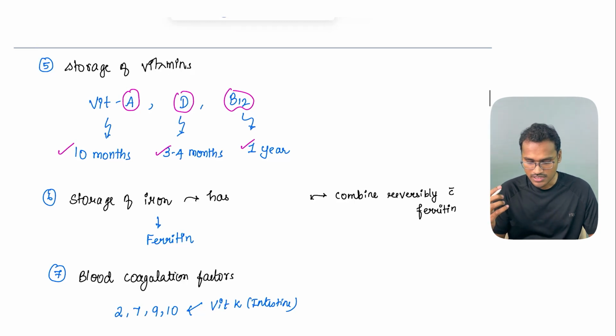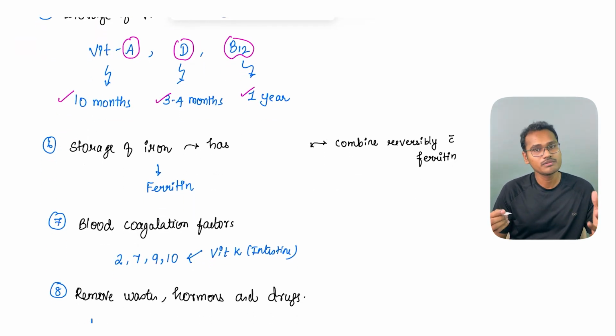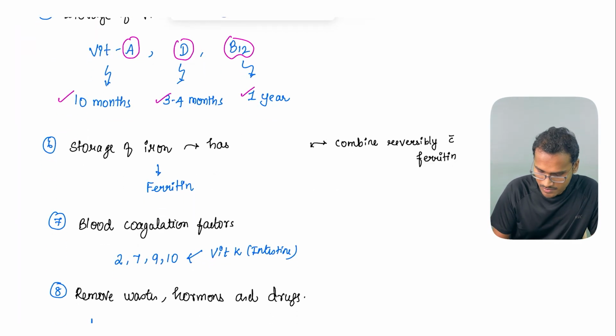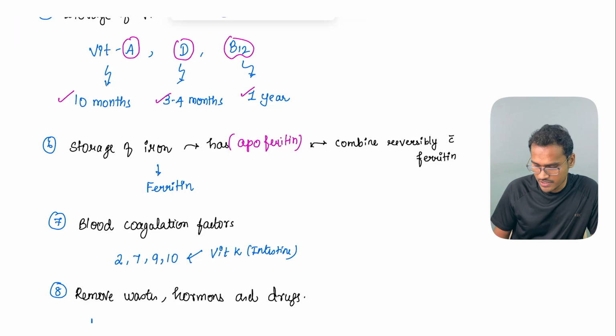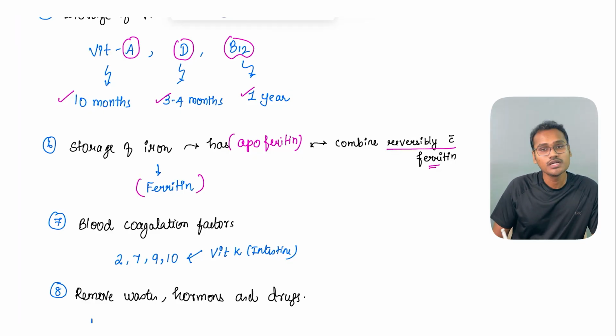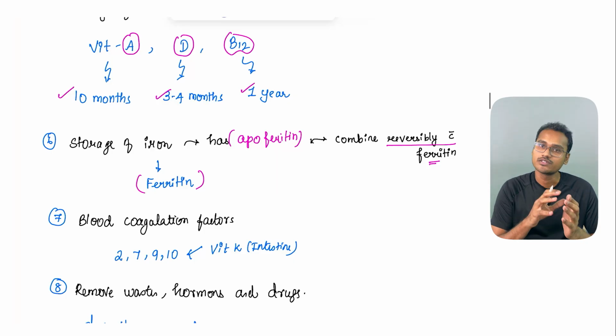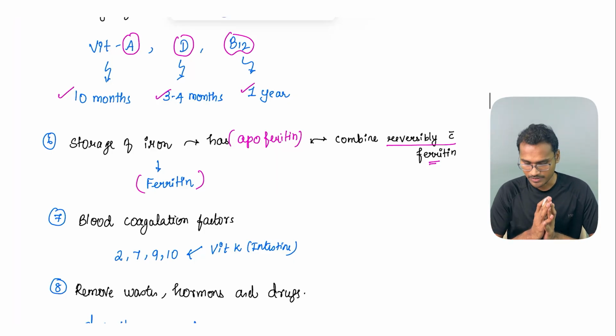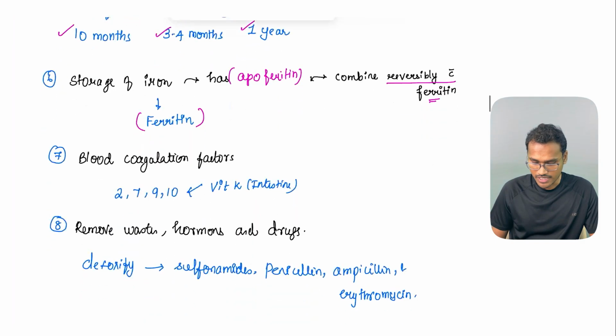It also stores iron, like it stores some of the vitamins. It has an important protein called apoferritin. What apoferritin does is combine reversibly with ferritin and store it. Reversibly means it can store the ferritin and at the same time release the iron stores as and when required. And it also forms the blood coagulation factors.